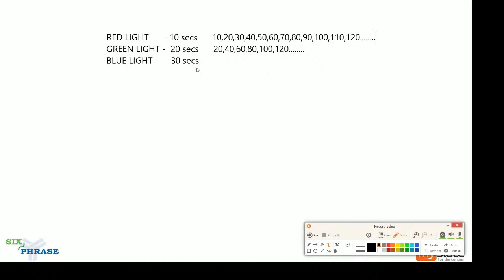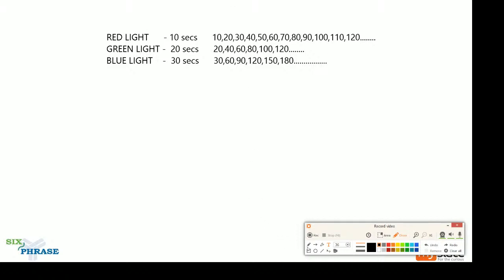Now, this blinks every 30 seconds. So the first time that it blinks is at 30 seconds, then it will blink at 60, then at 90, then at 120, then at 150, then at 180, and so on and so forth. It goes on like this.